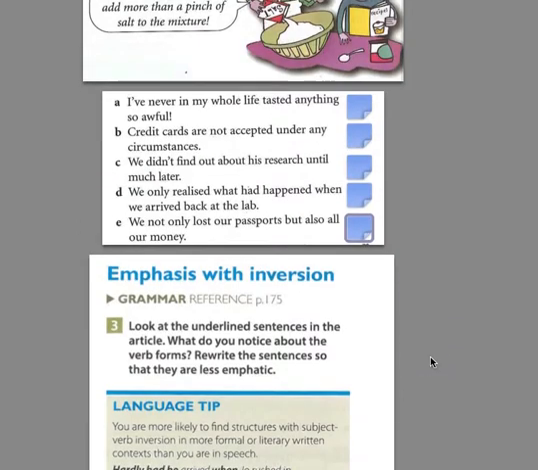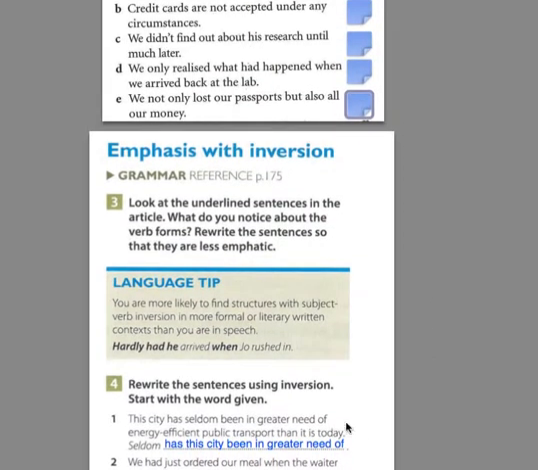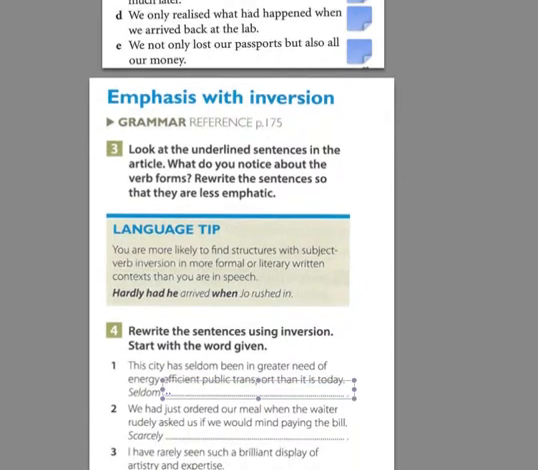Now you can go back to the front of your book, page 13, and we'll do an example here for you. The city has seldom been in greater need of energy-efficient public transport than it is today. We're going to start off with the word seldom. Rarely, basically, right? Seldom has the city been in greater need of energy-efficient transport than it is today.